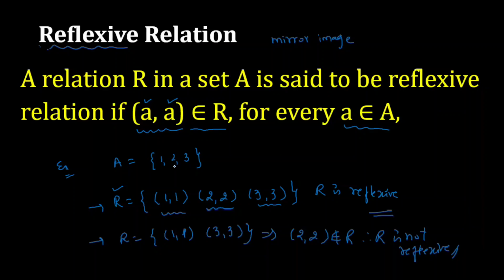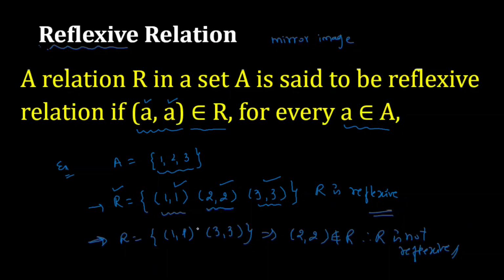If the set contains 3 elements, their same ordered pairs, that is mirror ordered pairs, should be present in the relation. All of them. If any one is missing, it is not reflexive. If {A, B, C} is the set, it should contain (A, A), (B, B), (C, C). If any one pair is missing, it is not reflexive. Every ordered pair must be present with the same element as of the set A. Is it clear now? Here all (1, 1), (2, 2), (3, 3) are present, so it is reflexive. Here (1, 1) is present, (3, 3) is present, but (2, 2) is not present in the second example.